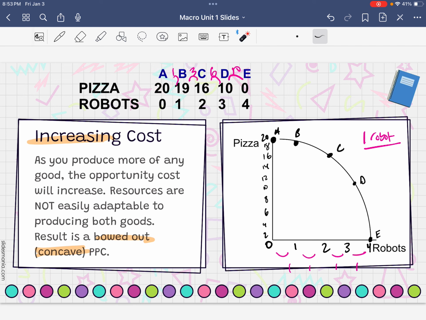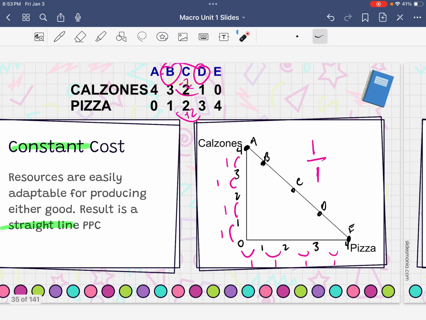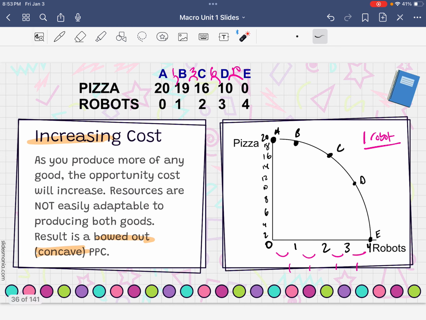What's the opportunity cost of creating a robot between C and E? So if I create a robot between C and E, I'm gaining 2 robots, but then I'm losing out on 0 up to 16 pizzas. So you just have to be much more specific because the ratio of the graph is not constant. The ratio on this graph was constant, which is why it's called a constant cost. This one is called an increasing cost, okay?